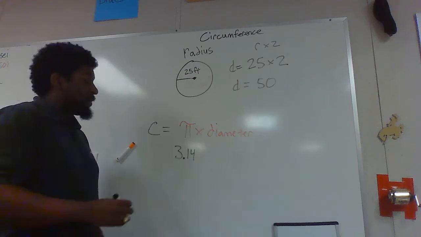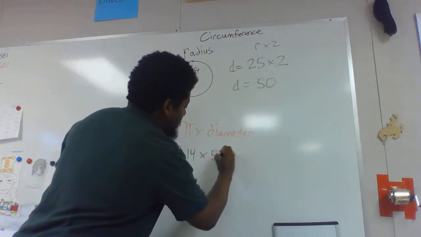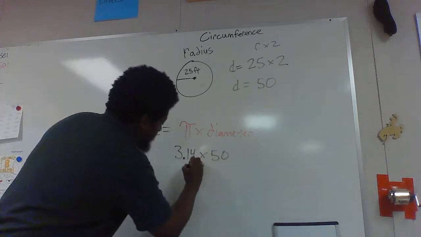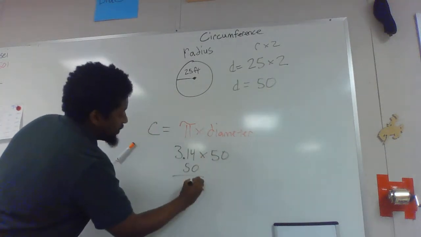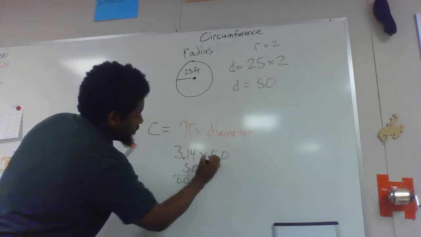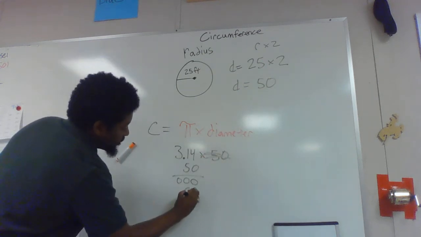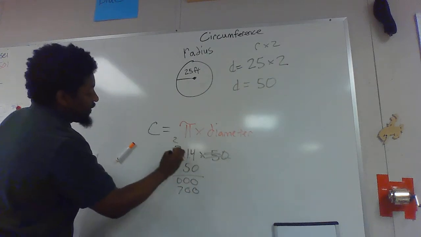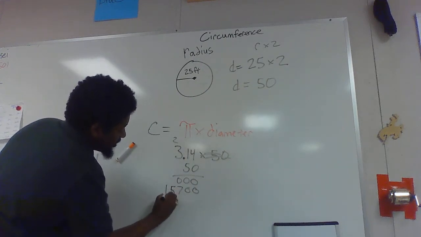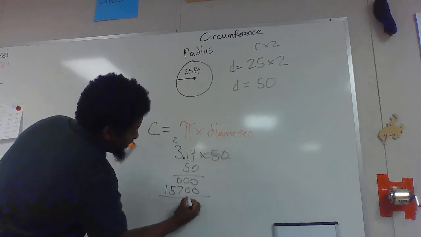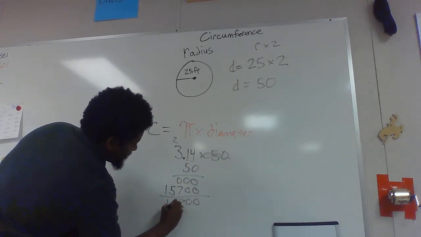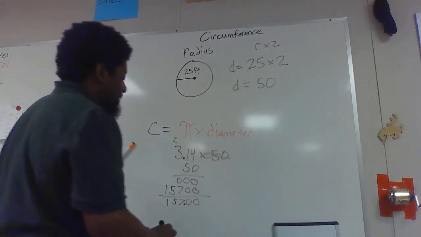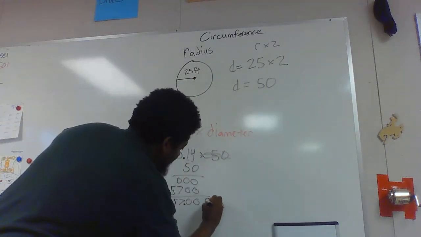Now that I know the diameter, I can use that in my problem to solve it. 3.14 times 50 will give me my answer. Placeholder, 5 times 4 is 20. 5 times 1 is 5, plus 2 is 7. 5 times 3 is 15. 2 numbers after the decimal. So my answer is 157 feet.